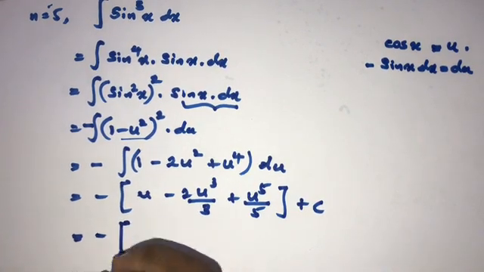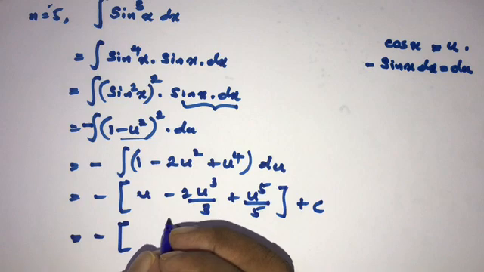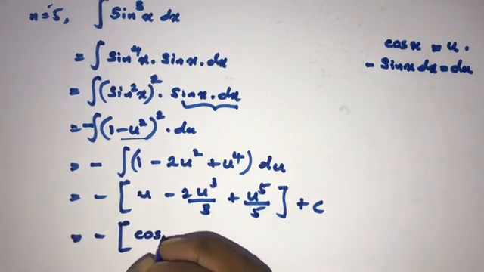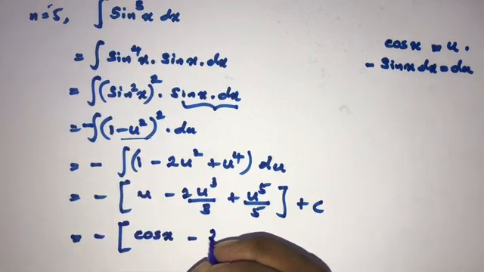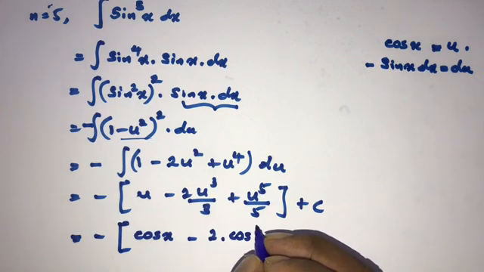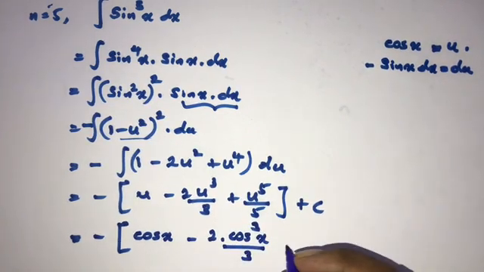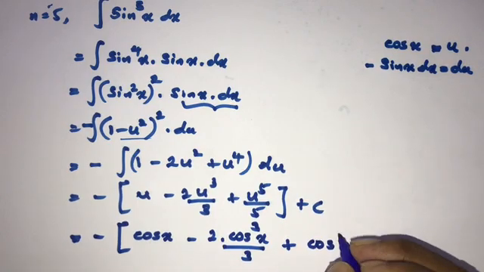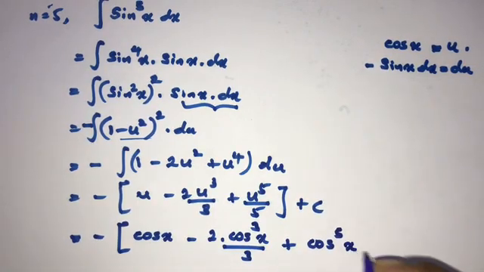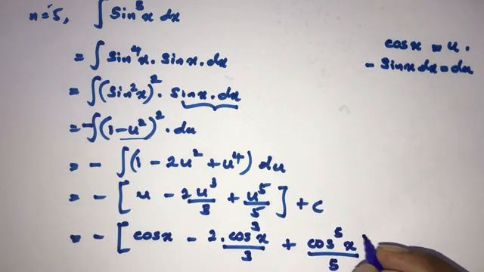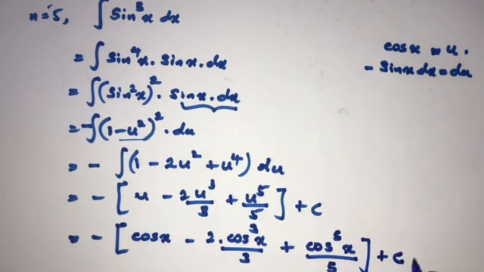Okay, now plug in u, so u is equal to cosine of x, so cosine of x minus 2 times cosine to the 3rd power of x over 3 plus cosine to the 5th power of x over 5 plus c. Okay, this is the answer.